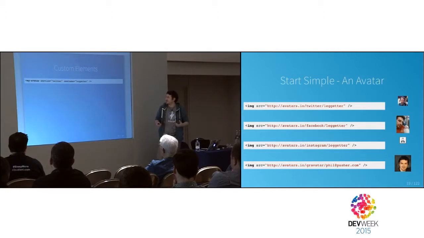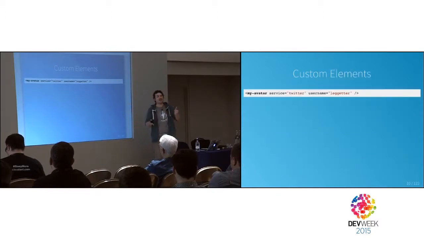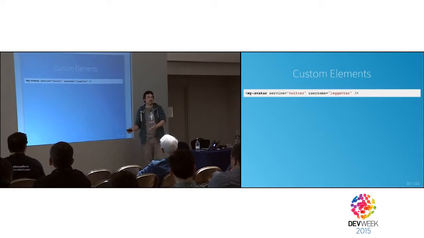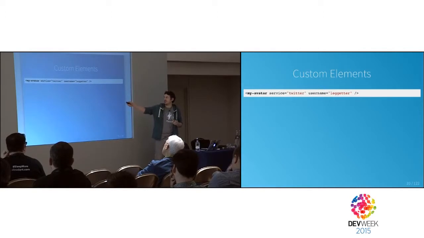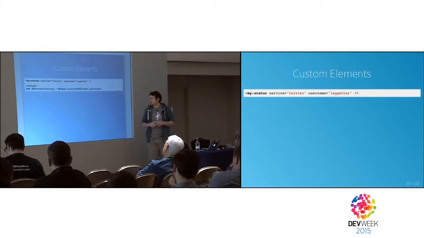So to build that as a custom element, it would be nice if we could do something like this instead. We've got my avatar, we set the service name, we set the username. Now I know it's hiding away the fact that we're using avatars.io. So that means that if avatars.io fell over, we could change the implementation to use another service or write something custom to go away and fetch our avatar based on the username and the service.